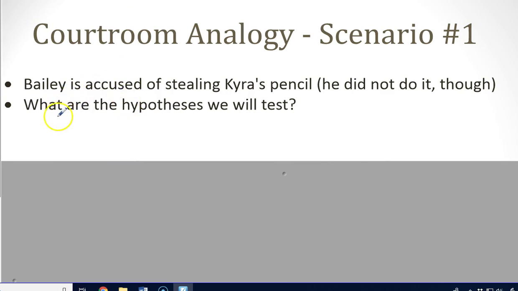Okay, now in our country, we assume that you are innocent until proven guilty. So our null hypothesis is Bailey is innocent. That's what we're assuming going in. Our alternative, what the district attorney is trying to prove, is that Bailey is guilty.